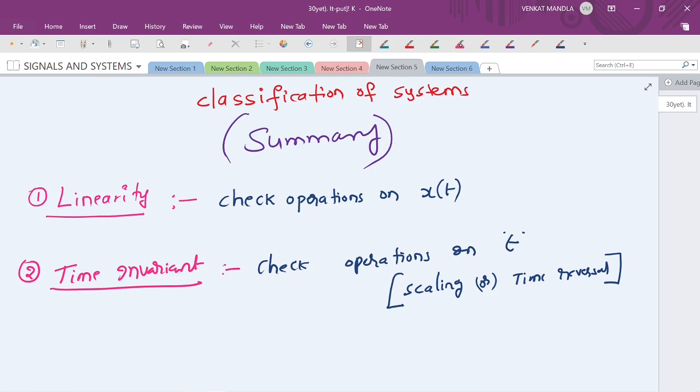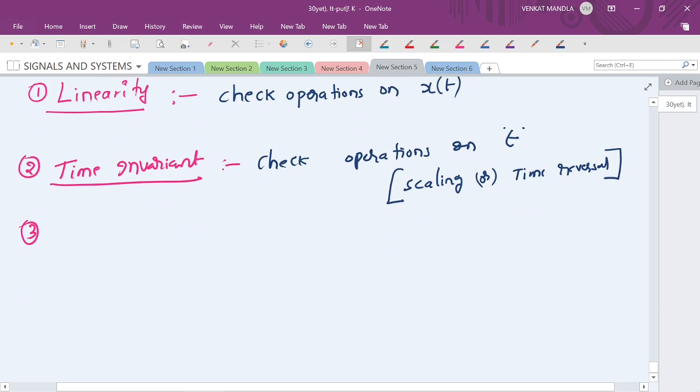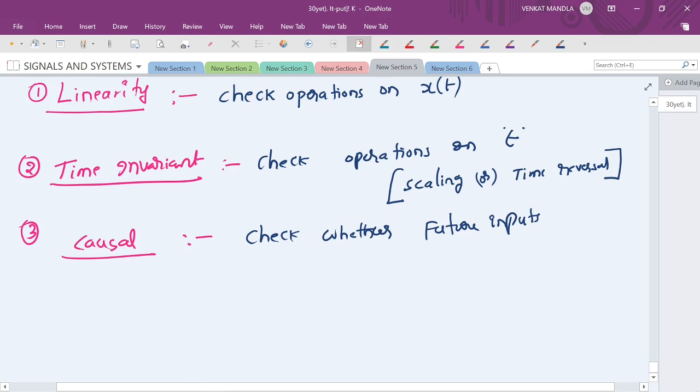And third, causal. What we have to check? Check whether future inputs are there. That we have to check. If the future inputs are there, then the system is non-causal. If not, it is causal.